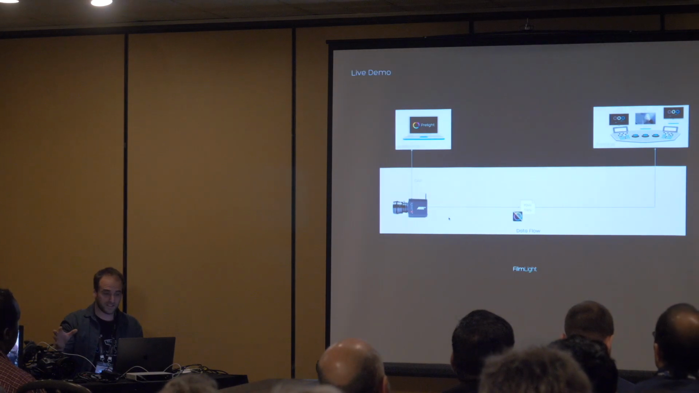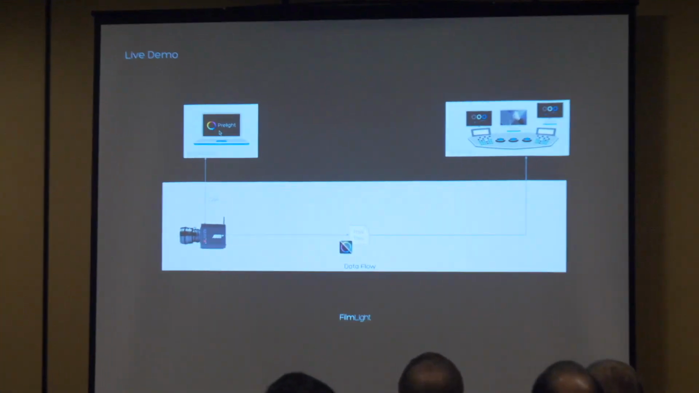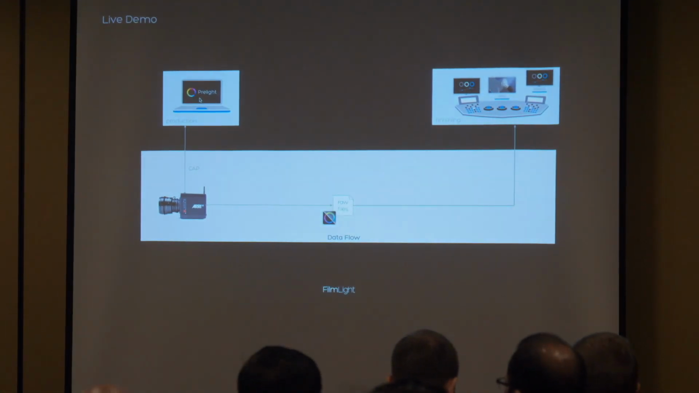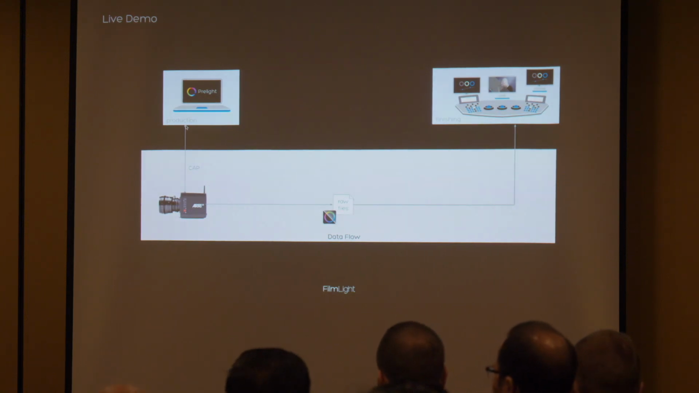What we have set up here is a very, very simple setup. We have PreLight on my laptop, connected via network to the camera, and there is basically no other connection between the camera and PreLight. It's literally just a network cable, or it could be wireless if we would trust wireless at a convention, but we didn't, so that's why we use a network cable.